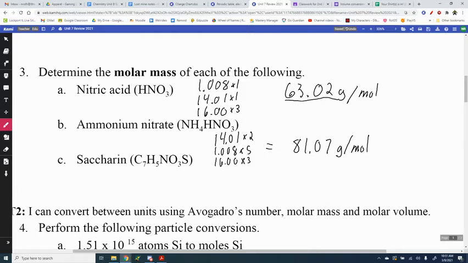Okay. Last one, same situation, but this time we do have different elements. So C, which is 12.01, H, 1.008, N, 14.01, O, 16.00, and S, 32.07. C, there are 7 of them. H, there are 5 of them. N, there is 1. O, there are 3. And S, there is 1. We multiply all those together, we add everything up, and we get 183.20 grams per mole.